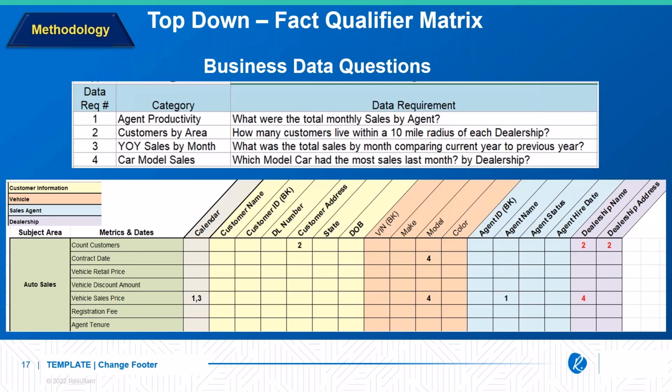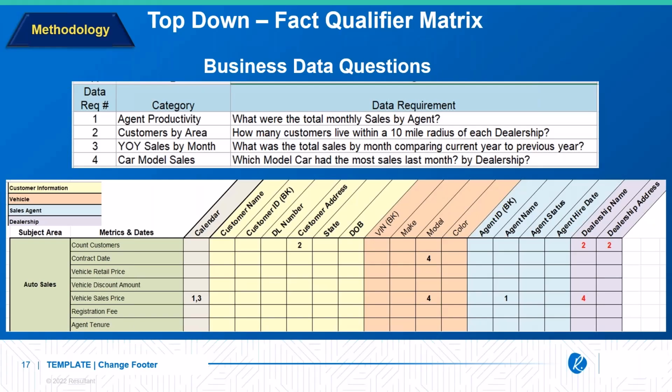The next one is customer by area. How many customers live within a 10-mile radius of each dealership? Well, when I interviewed the business, they only told me about, and when I look at the data, I only know of customer information, vehicle information, and sales information. But now they're bringing up in this question that they need dealership. I'm like, I don't know where that data is coming from, but I'm still going to put it in my fact qualifier matrix, right? Because that's what they asked. How many customers live in a 10-mile radius of each dealership? So I add that in, and that's question number 2.